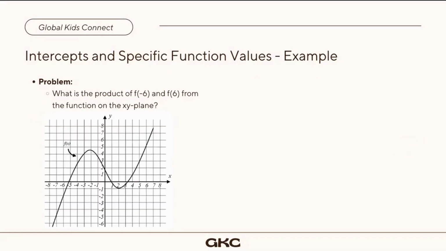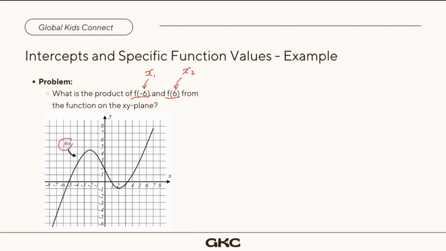Our practice problem says, what is the product of f of -6 and f of 6 from the function on the xy plane? Like I explained, when we are given a function f of x, we have to find the values of f of -6 and f of 6. Remember that these values are the x values. The total expression, f of something, represents the y value at that x point.